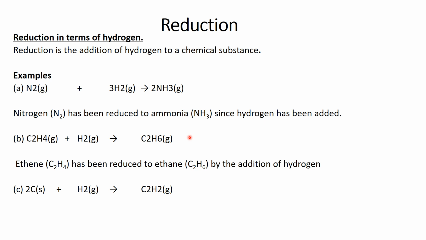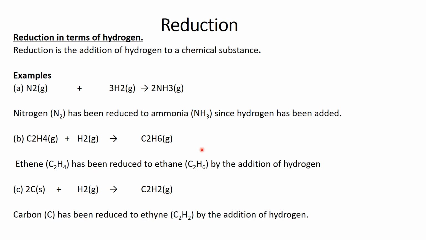Another one is the reaction of carbon and hydrogen. So in this reaction, we can see that hydrogen is added to carbon. So we can say carbon has been reduced to ethane by the addition of hydrogen. This is ethane from organic chemistry.